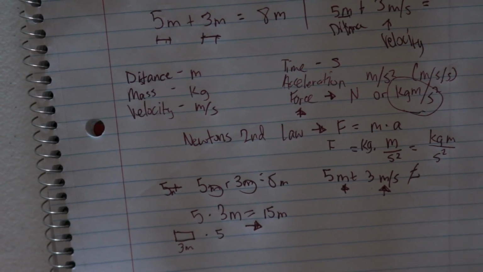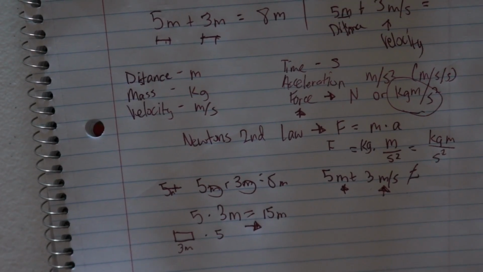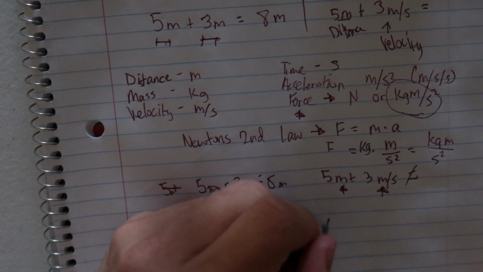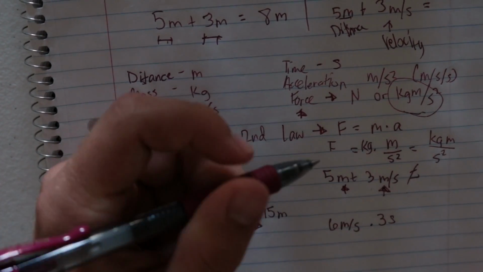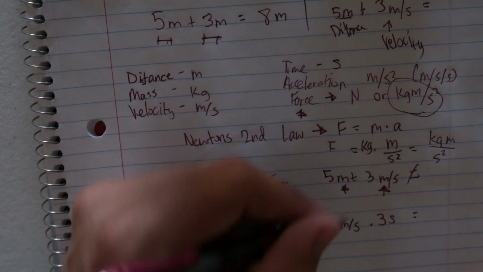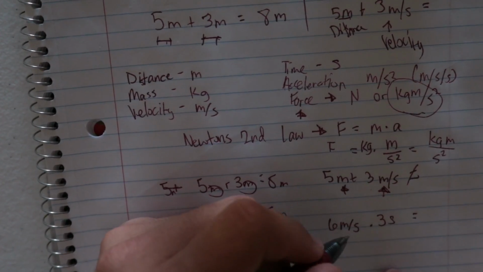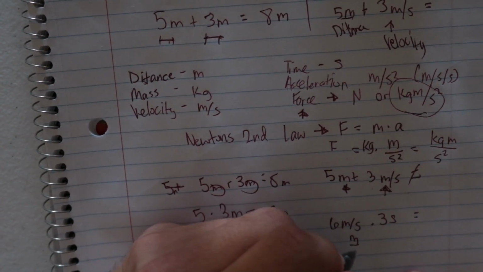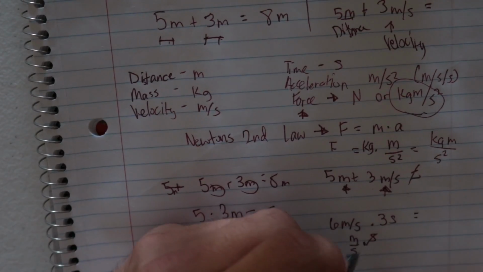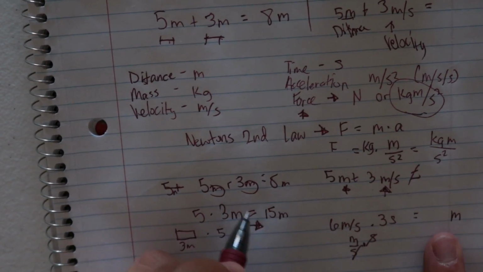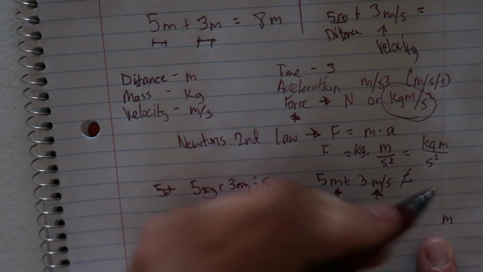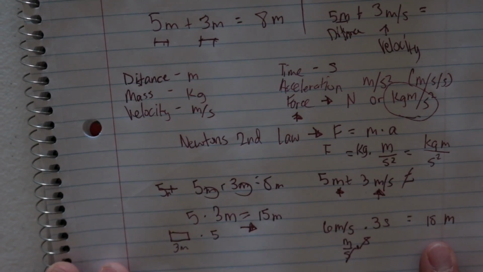So multiplying, you can do some things. Also, you can multiply different units. So if I take 6 meters per second times 3 seconds, what do I get? I'm going to look at the units first. So I have m over s times s. So the s's cancel, and I'm going to get meters. So meter is my unit, and then 6 times 3 is 18. So 18 meters.